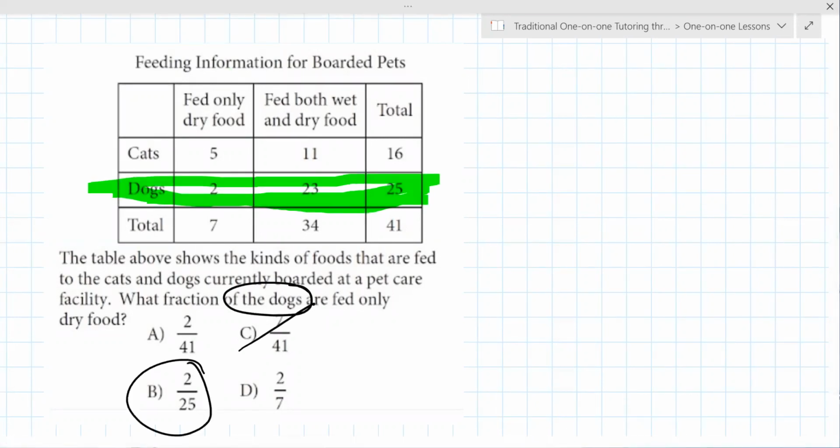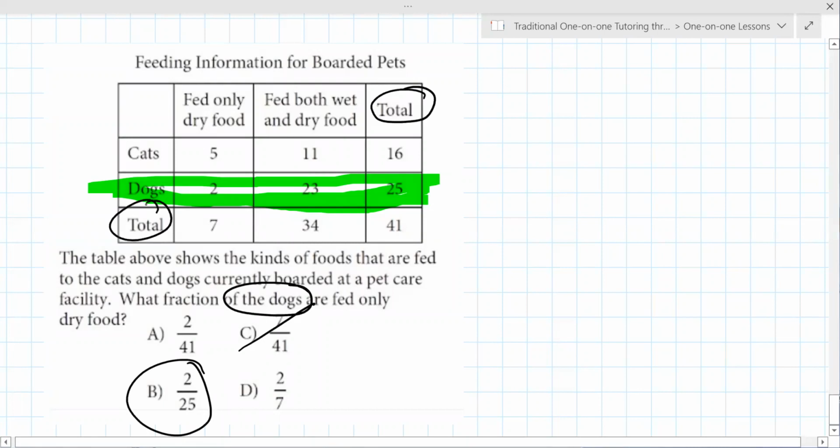Okay, let's try another one here. Another thing I'll point out is here, they give you the total, both of these. Sometimes they do not give you the total, so just be on the lookout for that, because you may have to calculate it yourself. But let's look at another one here.